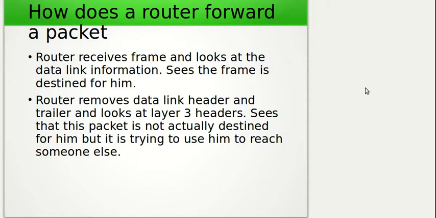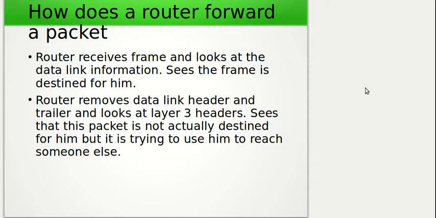So it's going to remove the data link headers and look at the layer 3 headers to see if this packet is destined for him or if this packet is trying to use him to reach another device. And so it's going to look at the packet, and if the packet is destined for him, so if the destination IP address is one of the IP addresses on the router, then fine, the router will process the packet and look at the data.